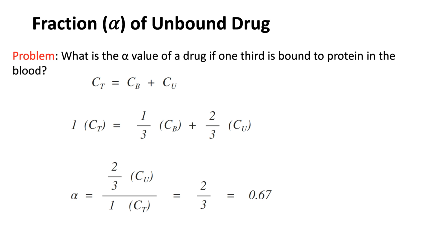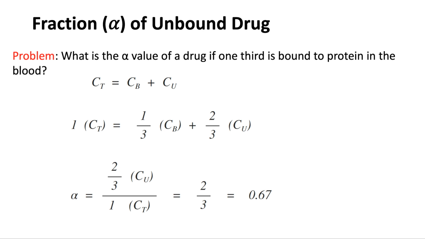And since we're dealing with fractions here, we know that if 1/3 is bound and the only other component is unbound, then clearly the unbound fraction has to be 2/3, because 1/3 plus 2/3 equals 1. So we can set up the equation again using numbers that says 1 times CT, essentially 1 CT, is equal to 1/3 of the CB plus 2/3 of the CU, because 1/3 is bound, which means 2/3 has to be left unbound.